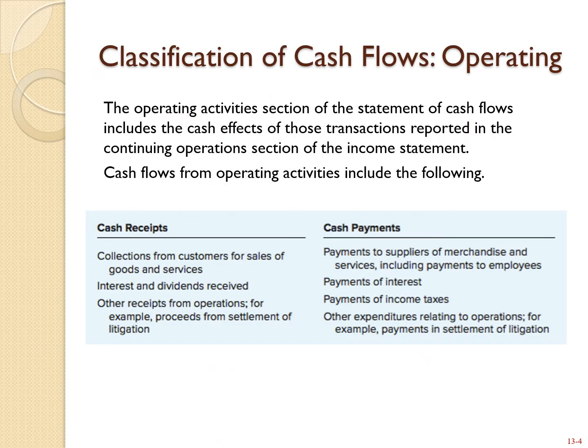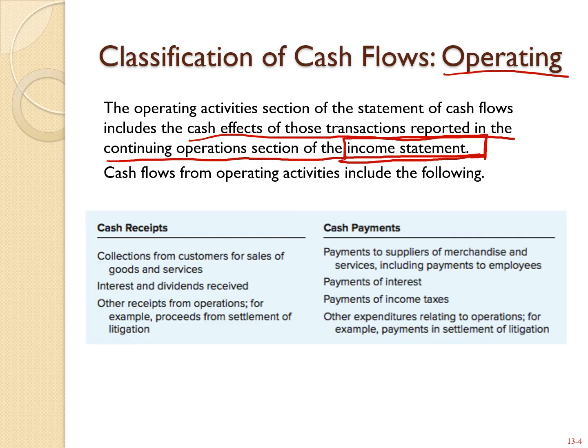So on the following 3 slides, we'll be reiterating what I mentioned in the previous slide. Under operating activities, this section of the statement of cash flows includes cash effects of those transactions reported in the continuing operations section of the income statement. So here, I need to stress this point. There is a direct relationship between the income statement and the operating cash flows, which we will introduce in a minute.